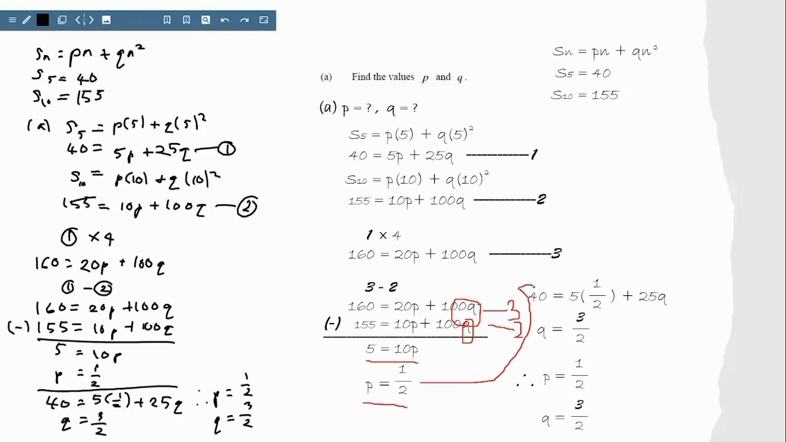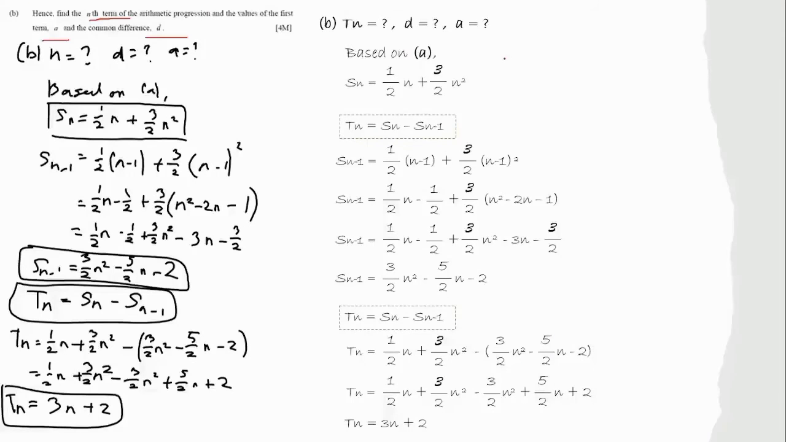So we substitute the value of P into equation 1. Move the Q term to the left hand side and move 40 to the right hand side. And we get Q equal to 3 over 2. As we have already done this question, we make the conclusion: P equal to 1 over 2 and Q equal to 3 over 2.